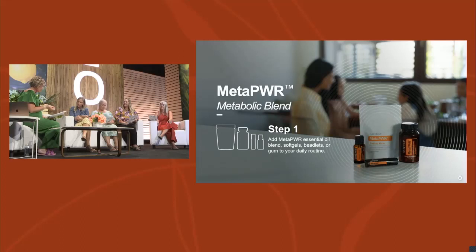Number 1, eat a well-balanced diet, and you can use the MetaPWR Essential Oil Blend. You can add a few drops to your water, you can take a soft gel, you can use that beadlet or the gum whenever those cravings hit.